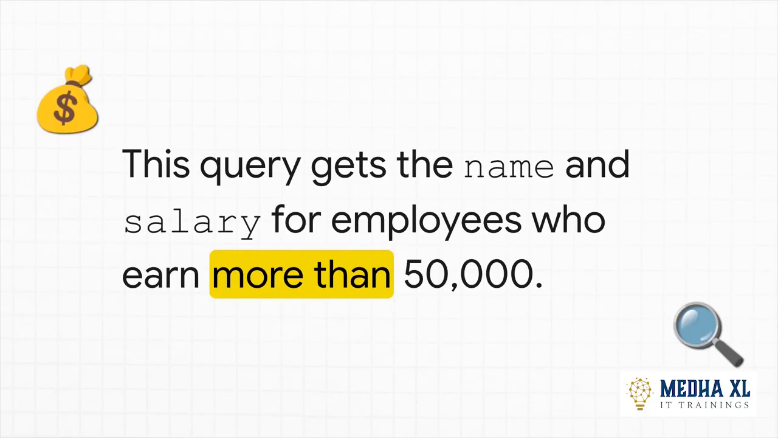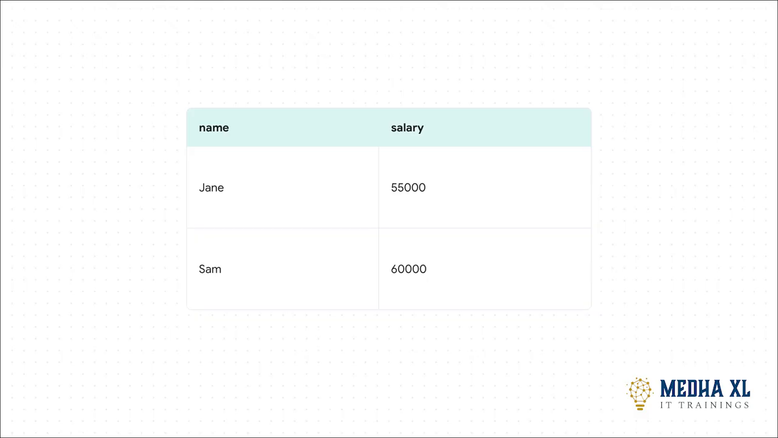Okay, let's put it all together. Here we're asking for the name and salary from our employees table, but, and this is the key part, only for the rows where the salary is greater than 50,000. And check out what we got back. The database did all the heavy lifting for us. It scanned the whole table, checked that salary condition on every single row, and then it only returned the two that matched. Now that is the incredible power of a good query.